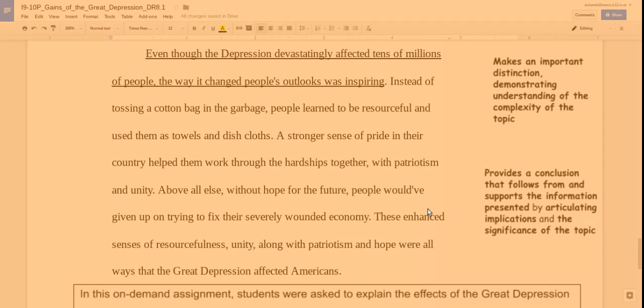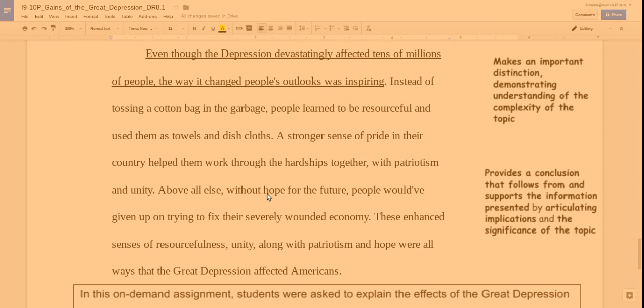Even though the Depression devastatingly affected tens of millions of people, the way it changed people's outlooks was inspiring. So again, we're talking about addressing the prompt specifically. Instead of tossing a cotton bag in the garbage, people learned to be resourceful and use them as towels and dishcloths. A stronger sense of pride in their country helped them work through the hardships together with patriotism and unity. Above all else, without hope for the future, people would have given up on trying to fix their severely wounded economy.